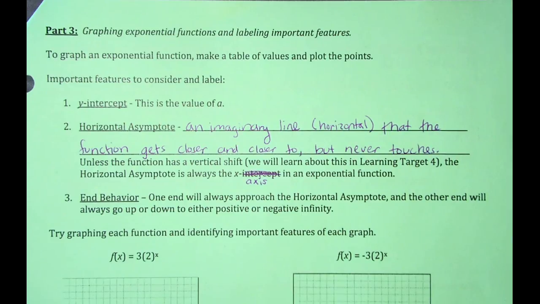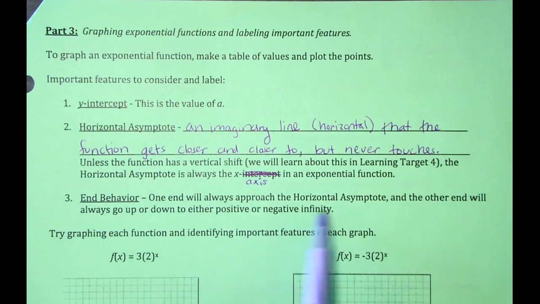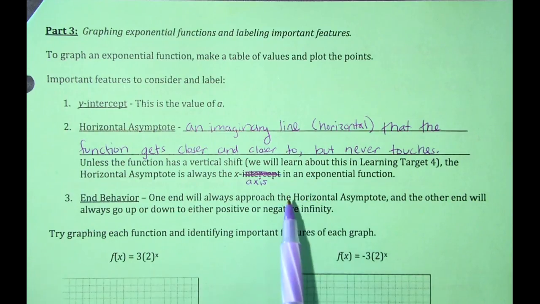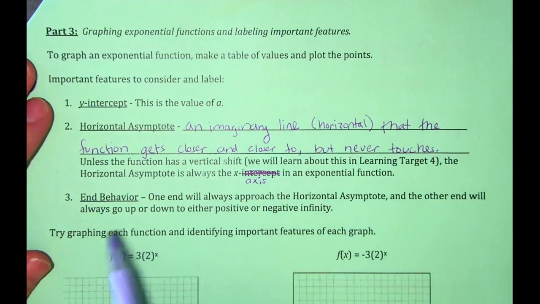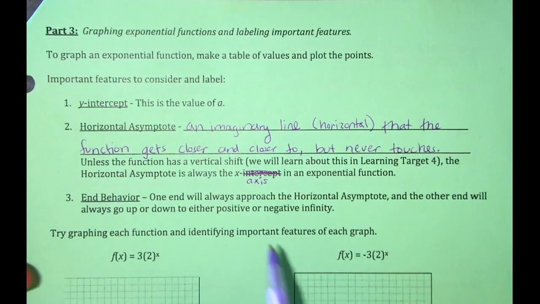Now, the last one is the end behavior. In an exponential function, the end behavior is always just how the ends behave. One end will approach the horizontal asymptote, whether it's the x-axis or a different line if the function is shifted up or down. And the other end will always go really far up or really far down to positive or negative infinity.